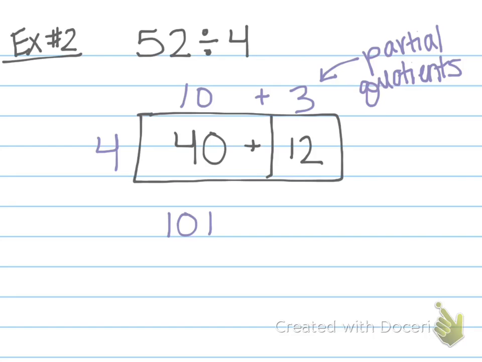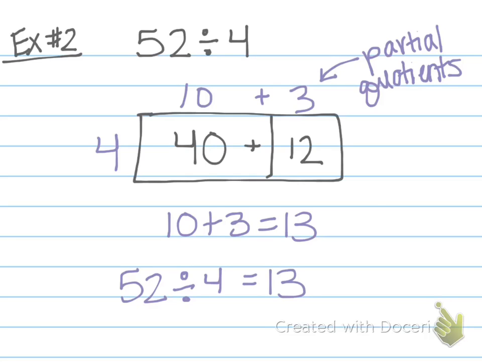And 10 plus 3 equals 13. So 52 divided by 4 equals 13. And now I'm going to add a little bit something that we didn't add to the first example problem. So this whole lesson is about relating multiplication and division. So I have my division sentence here, 52 divided by 4 equals 13.